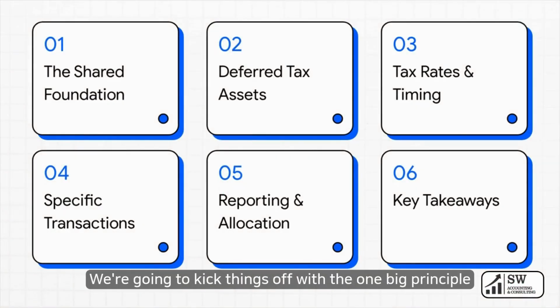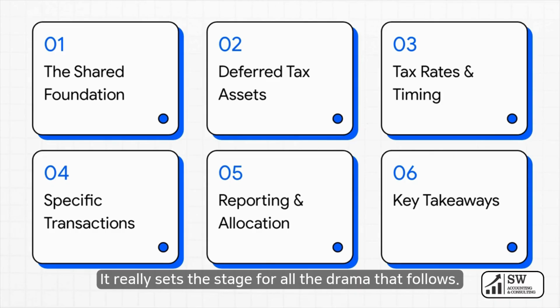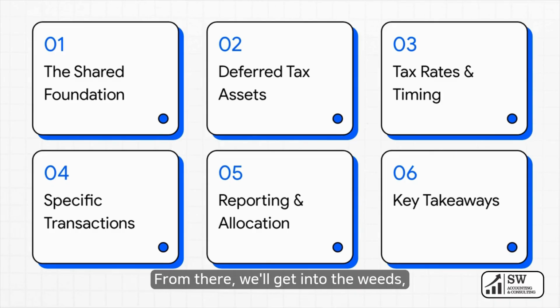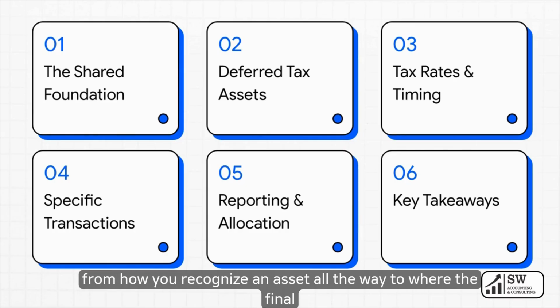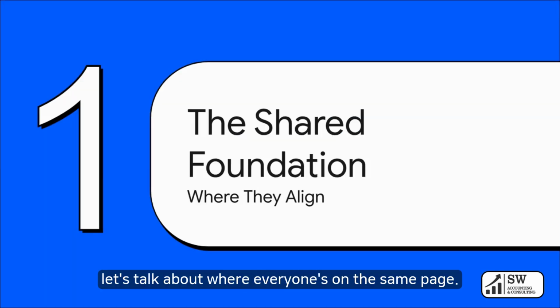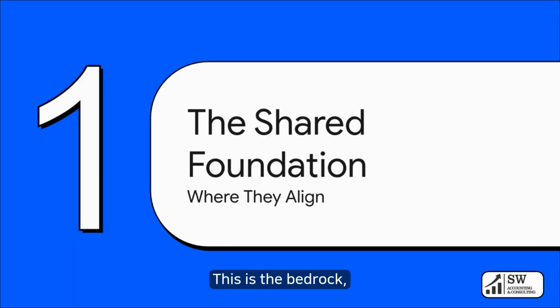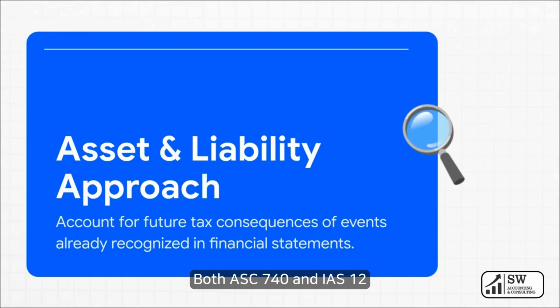day out. So here's our game plan. We're going to kick things off with the one big principle that both standards actually agree on. It really sets the stage for all the drama that follows. From there, we'll get into the weeds, breaking down all the key differences one by one, from how you recognize an asset all the way to where the final numbers land on the financial statements. So first up, let's talk about where everyone's on the same page. This is the bedrock, the conceptual starting line for everything else we're about to get into.